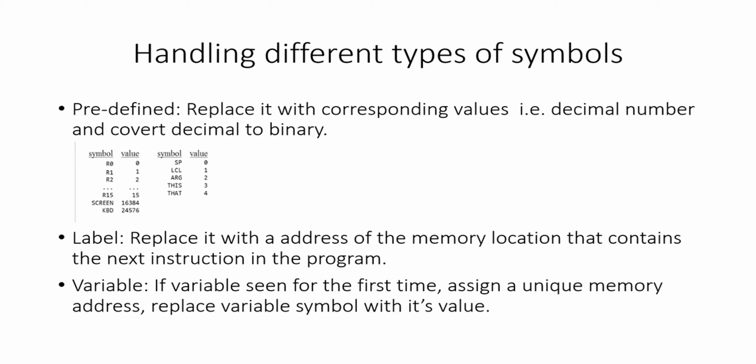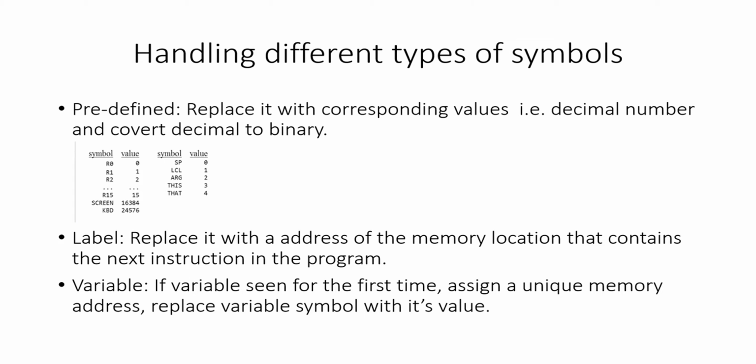Moving on to handling symbols. There are 3 types of different symbols. First is predefined symbols. So here, the hack language specification describes 23 predefined symbols, which means that for these 23 symbols, there are values which are already assigned to them. So translating these predefined symbols, what we do is that we replace these predefined symbols with their corresponding values, that is decimal numbers, and then translate these decimal numbers into their binary codes.